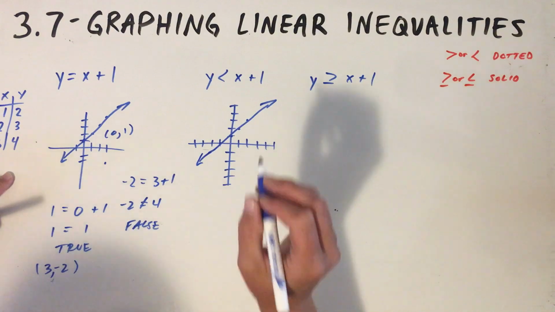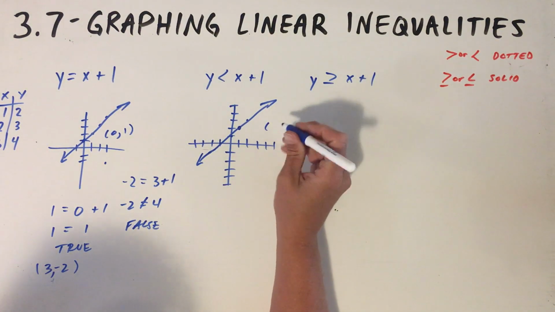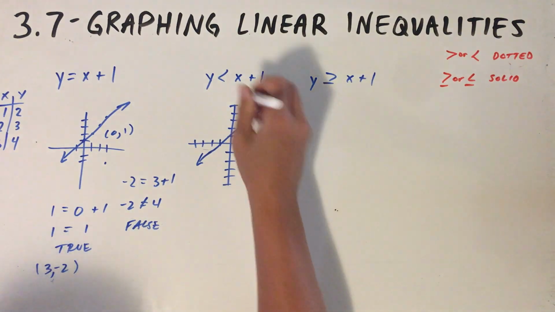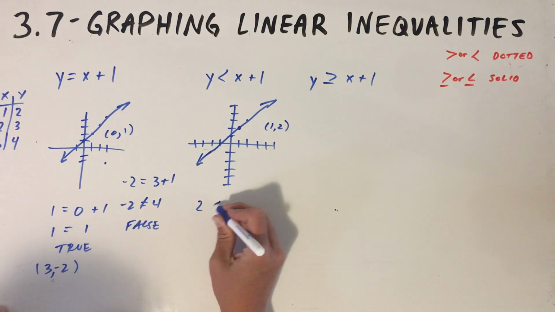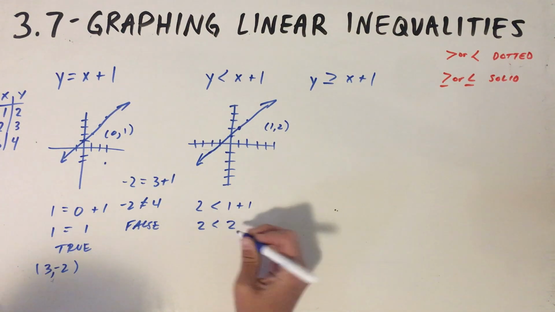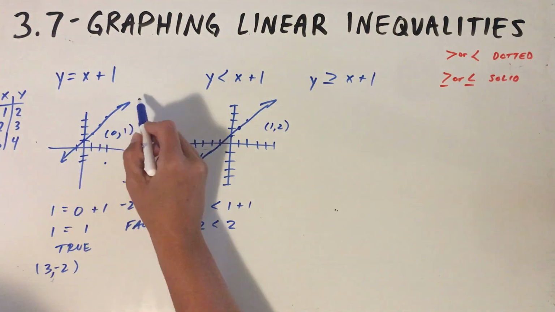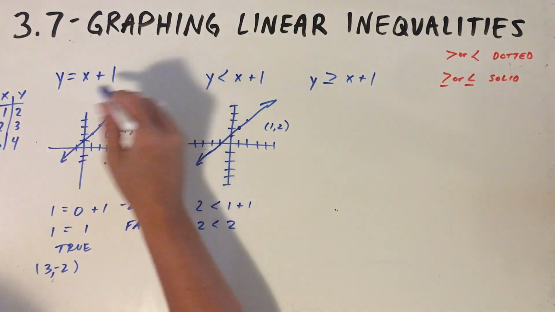Okay. But you'll notice here that if I plug in, say, this point right here, which we found, which is the point 1, 2. So let's plug that into this inequality. 2 is less than 1 plus 1. This says 2 is less than 2. And you're like, wait a second, in here that was true. Well, that's because this line literally represents every ordered pair that makes the statement true.